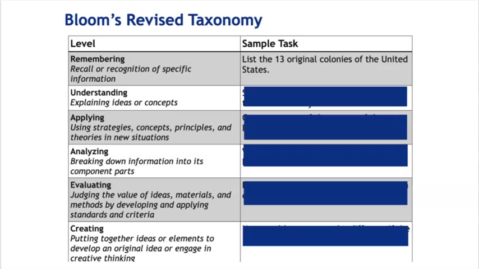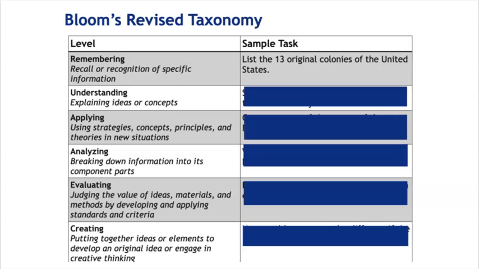Now, sometimes we say, oh, remembering, understanding, those are low level. Yep, they are, and it's just listing. However, I need to be able to identify those colonies before I can go on and do the things that are higher up on the Bloom's taxonomy. So remember, what are those 13 original colonies?